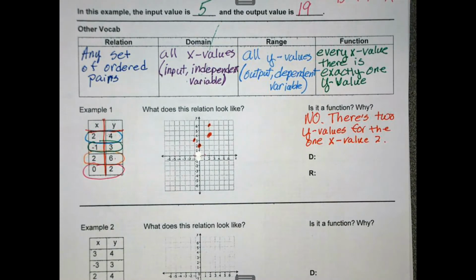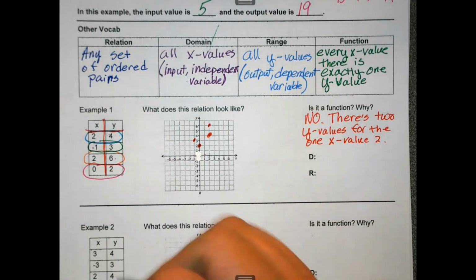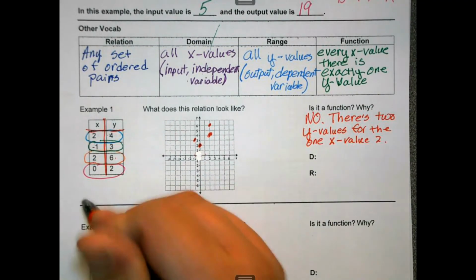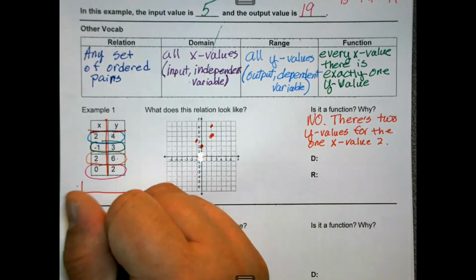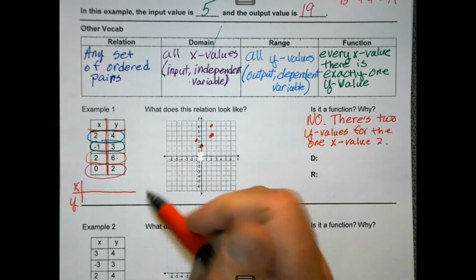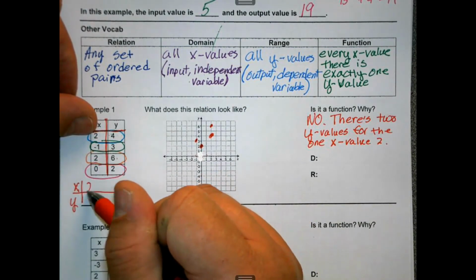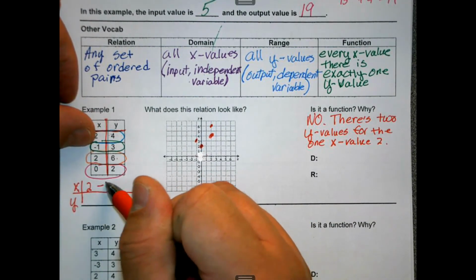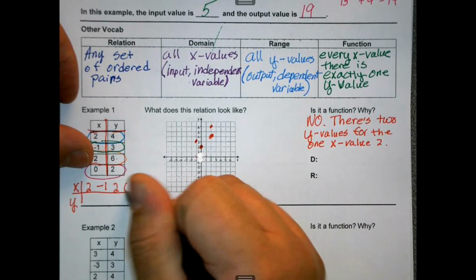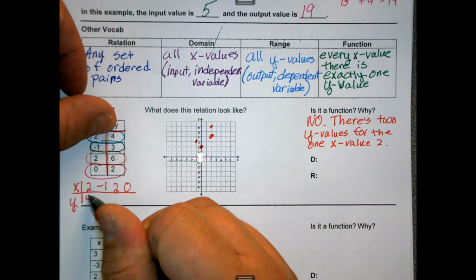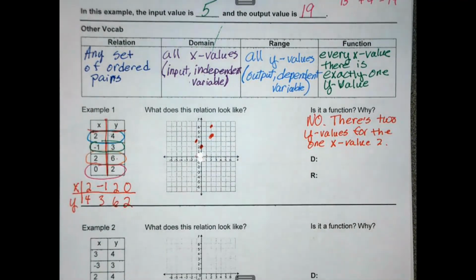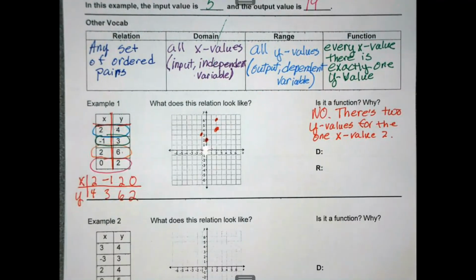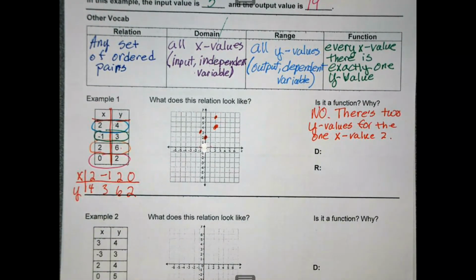And that's really my next point here. Sometimes these T charts go horizontal. They'll put the X up here and the Y. So here's my X. I have a 2, a -1, a 2, and a 0. For my Ys, I have a 4, a 3, a 6, and a 2. Now you saw how difficult it is using the definition to determine whether something's a function or not, right?